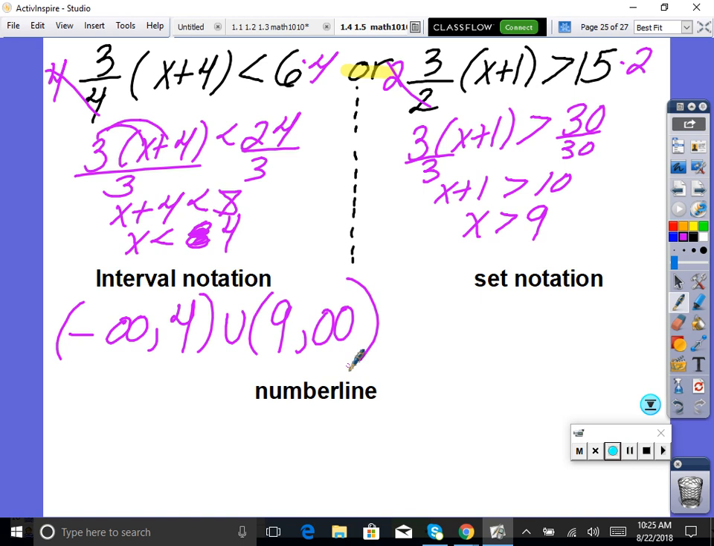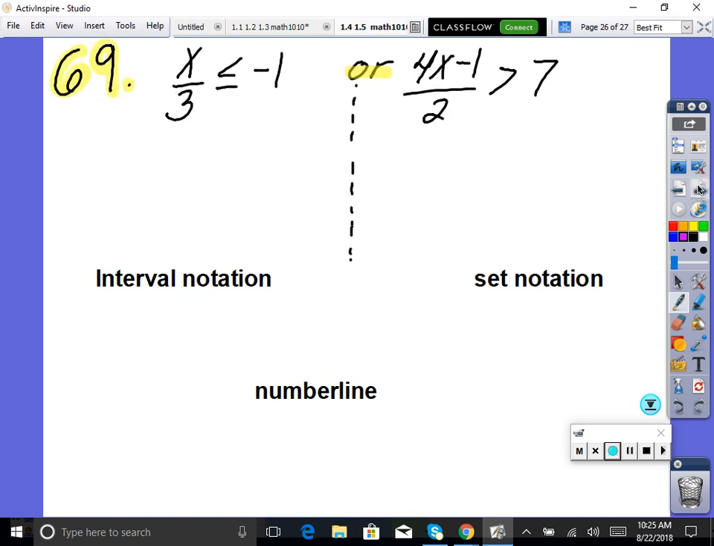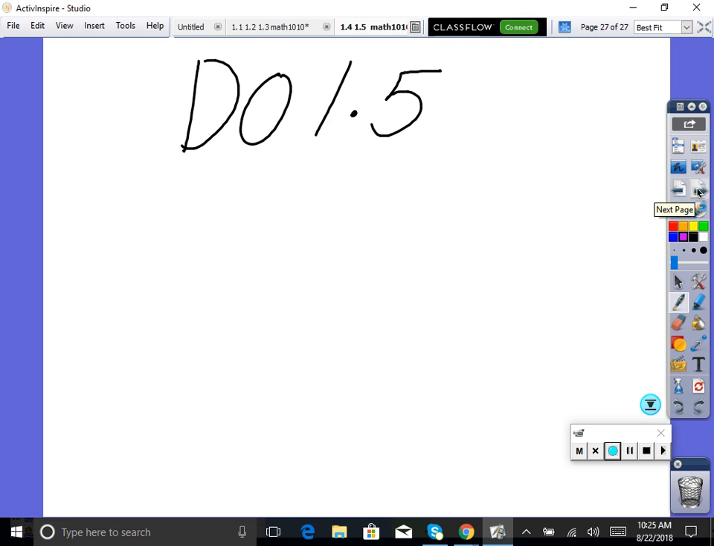Separate it. And you write the word or. Because it went to infinity. Good question. Okay, you guys get it? You guys are good? You guys ready to start practicing some of those on your own?